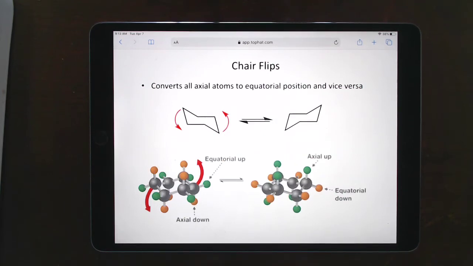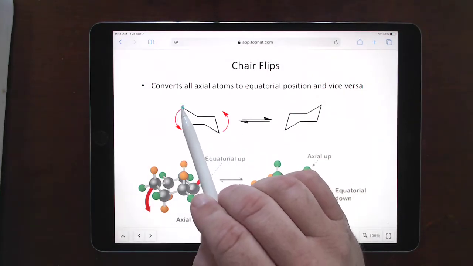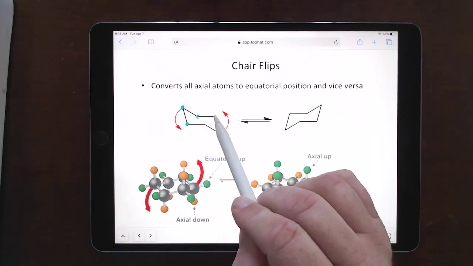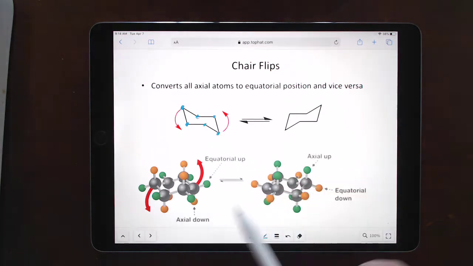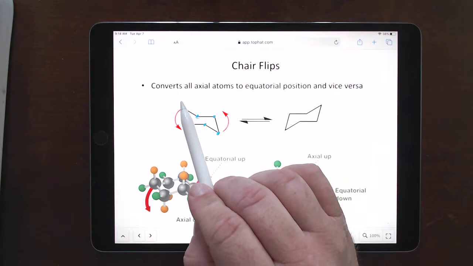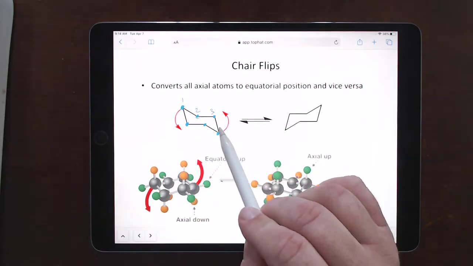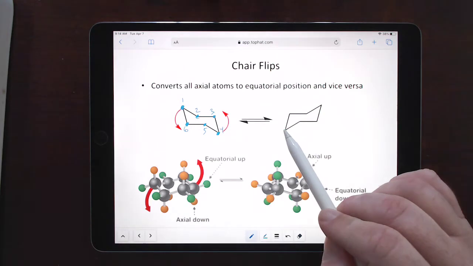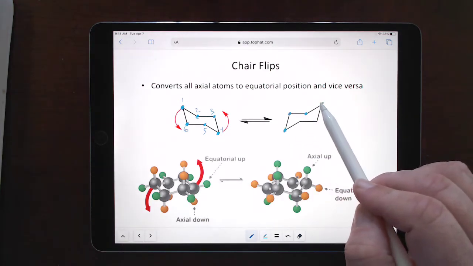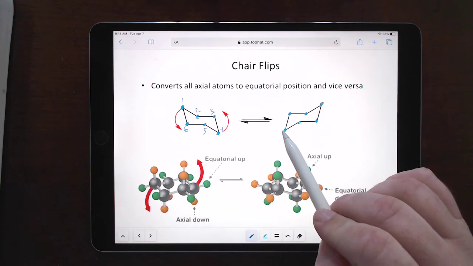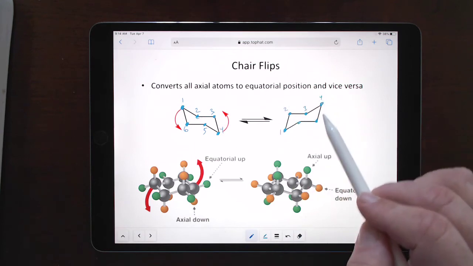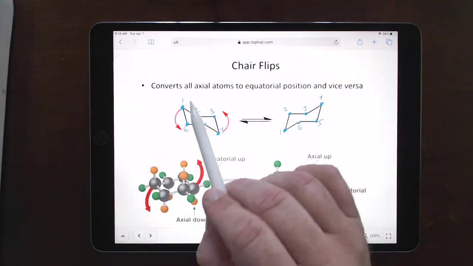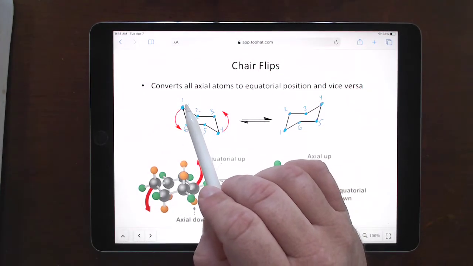Now, as if this thing couldn't get more complicated, remember when we talked about those pseudo-rotations, these things can wiggle around. What can happen is these things can do what's called a chair flip. And so I'm going to number these 1, 2, 3, 4, 5, 6. Okay, so you've got your little stick guy here, so his head's up here.